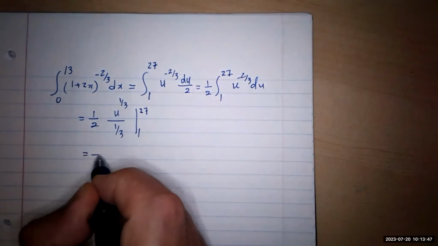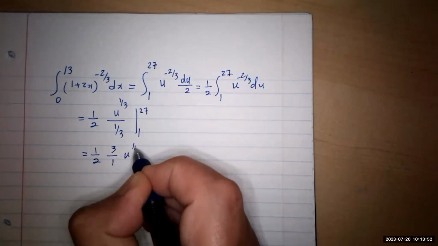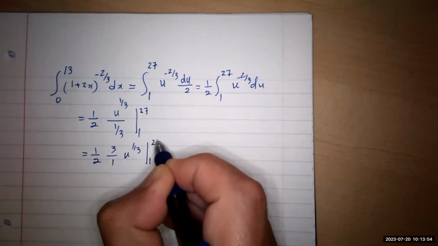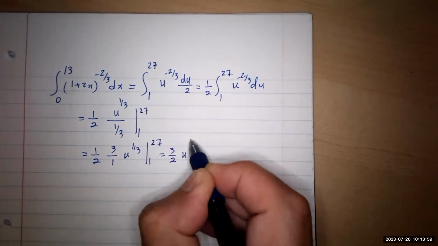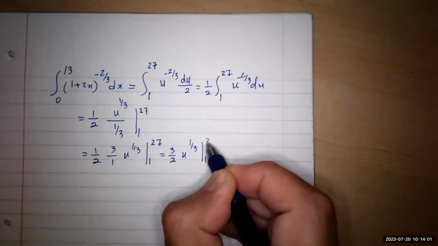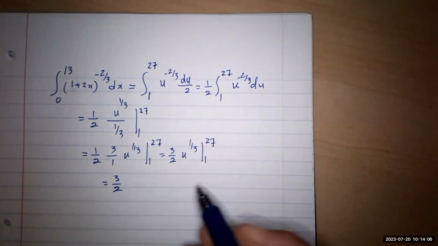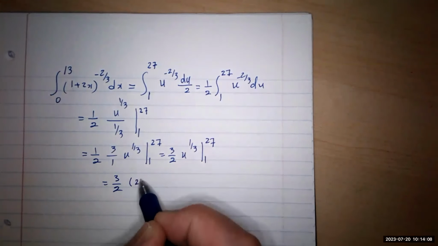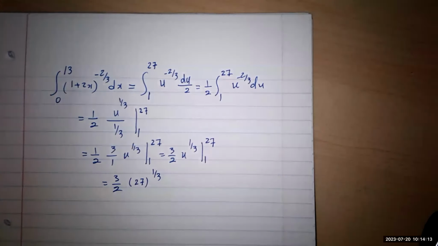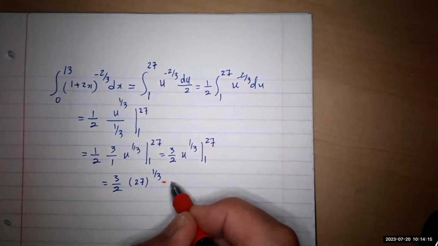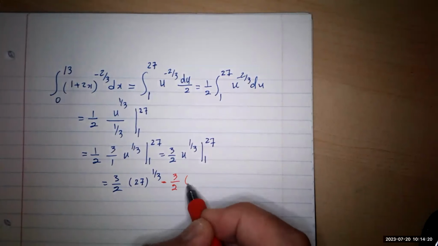So use the reciprocal. That gives 3, 1, u to the 1/3 from 1 to 27. So that gives 3/2 u to the 1/3 from 1 to 27. Substitute. So that gives 3/2, u is 27, 27 to the 1/3, minus 3/2, 1 to the 1/3.